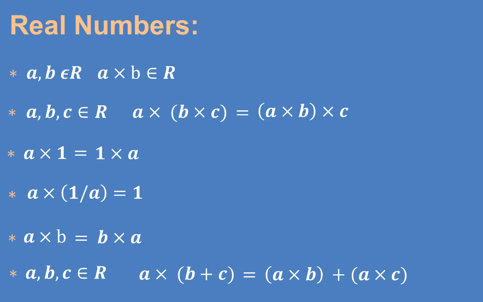Then, we can say that the real numbers form a field with respect to addition and multiplication. The familiar examples are the field Q of all rational numbers, and the field C of all complex numbers.